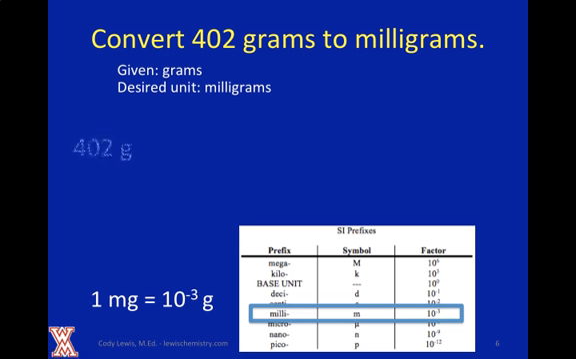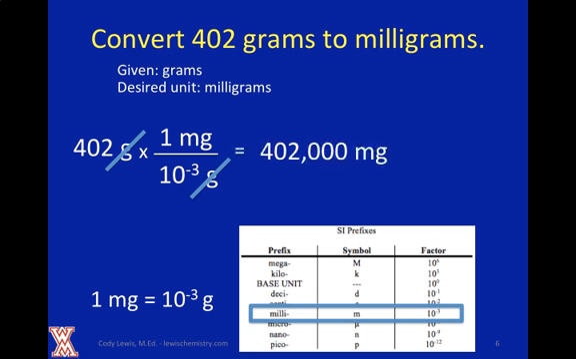When we're setting up our problem, we always start with what we know. Then we're going to set up a series of conversion factors, or a series of fractions that we're going to multiply by. Since we're starting with grams, grams is going to have to go on the bottom so that it will cancel out. Our desired unit of milligrams is going to go on the top. Grams will then cancel out, and we're left with milligrams. Now we're just going to put it in our calculator, and we're going to get 402,000 milligrams.